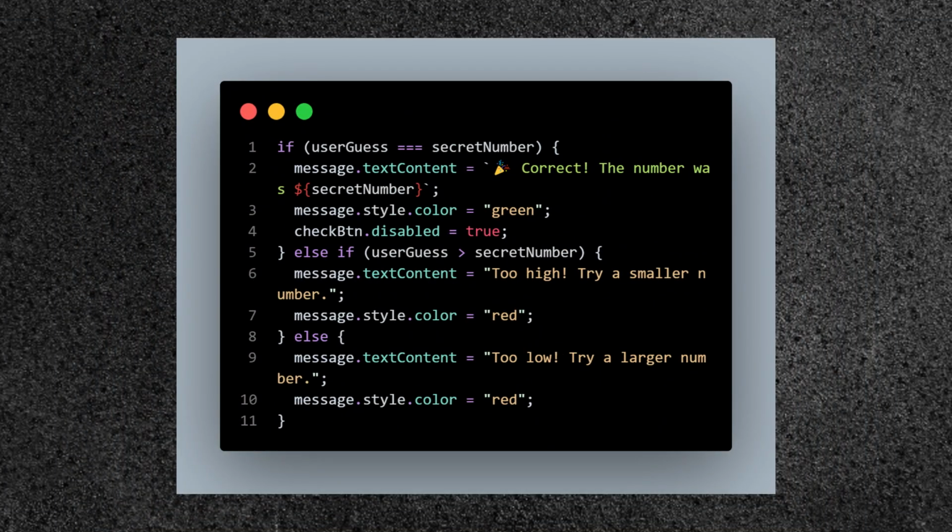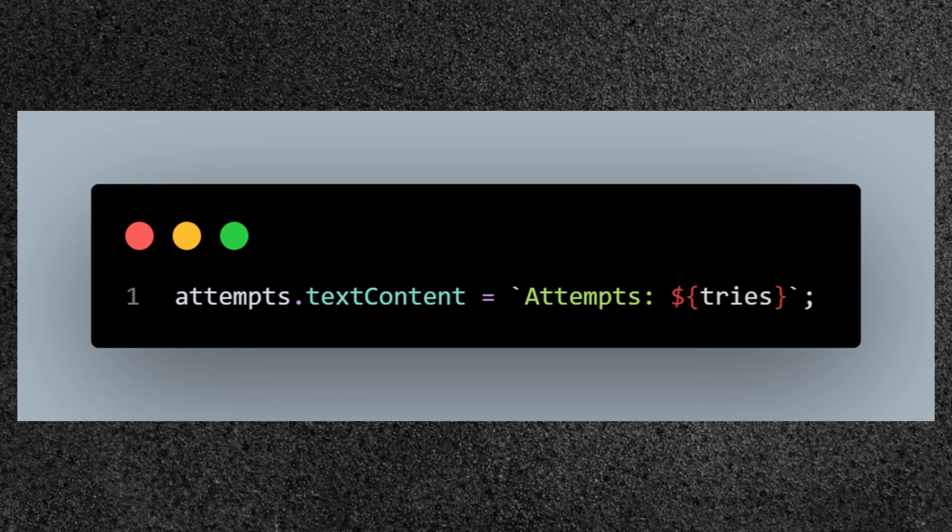Now comes the main check. If the user's guess is correct, we show a success message and disable the check button so they cannot guess again. If the guess is too high, we tell them to try a smaller number. If it's too low, we suggest a bigger one. We also show how many tries the player has used by updating the attempts text.